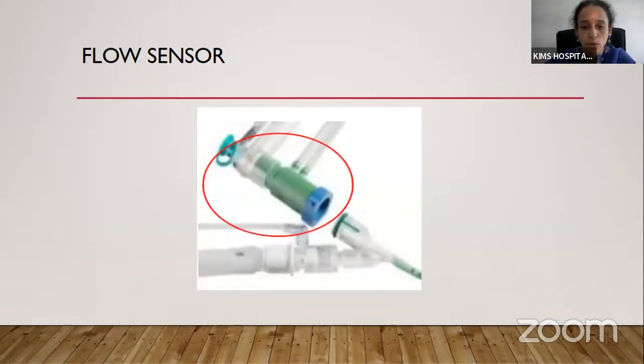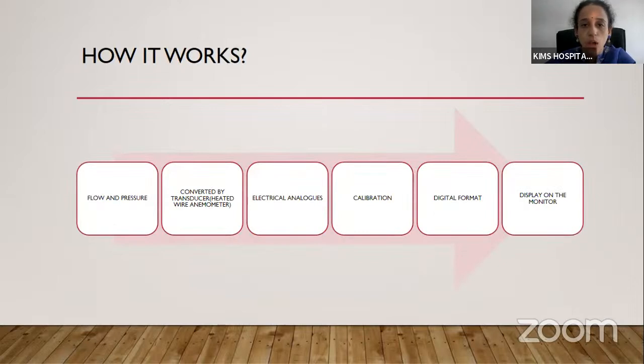So this is the typical flow sensor which is connected to the proximal end near the endotracheal tube of the baby. So how the flow sensor converts the flow into the display of pulmonary graphics that we see. Either the flow or the pressure, as we have discussed, the changes in the flow bring about changes in the temperature of the heated wire anemometer.